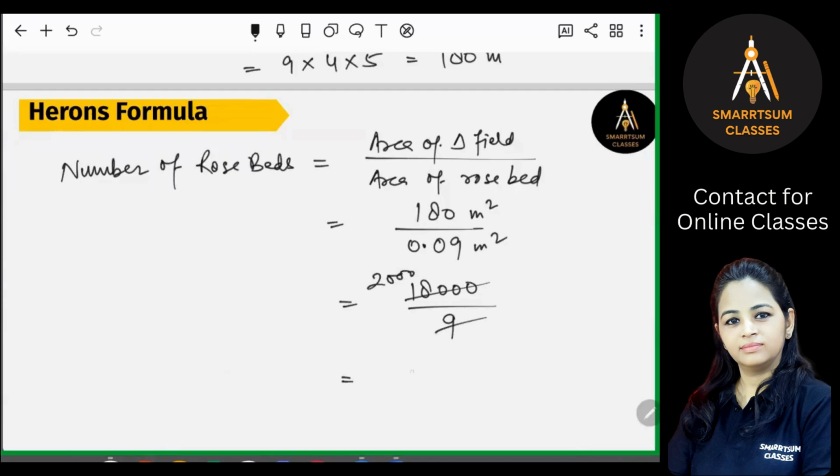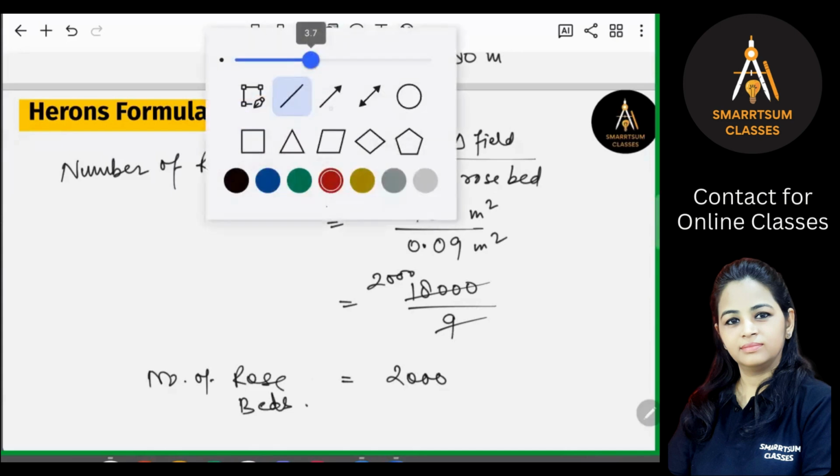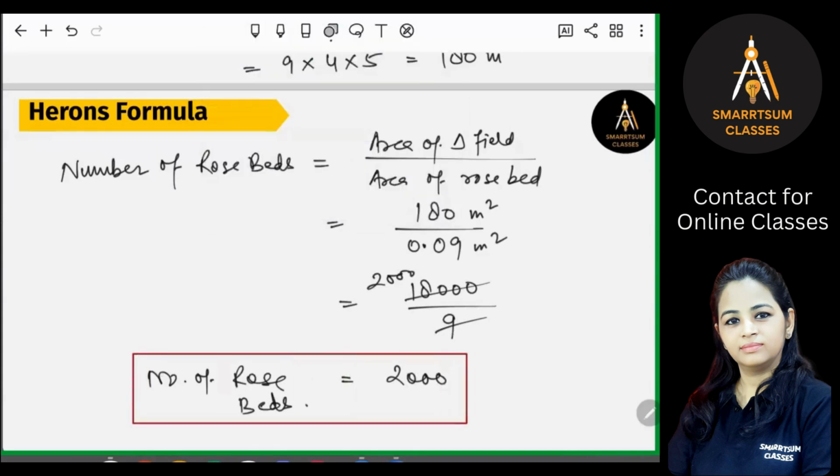So we can say that the number of rose beds which can be prepared in this triangular field is 2000. So this is the final answer. I hope now you get it, how we can find the area of the triangle using Hero's formula, and then finally find the number of rose beds. Is that clear? Yes or no?